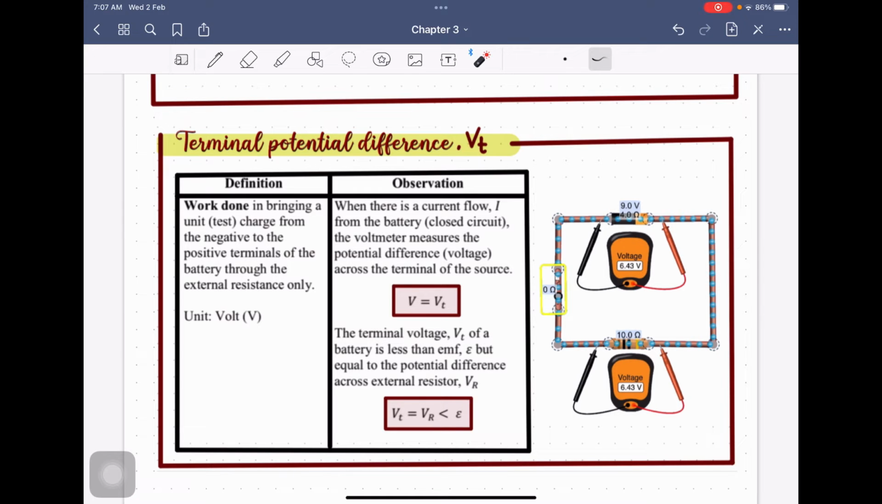Okay, ini adalah perintang. Okay, so voltmeter itu akan baca apa? Okay, dia akan baca terminal voltage. Okay, which is the value of terminal voltage adalah sama dengan voltage across apa? Across perintang. Okay, which is VT sama dengan VR which is less than EMF.